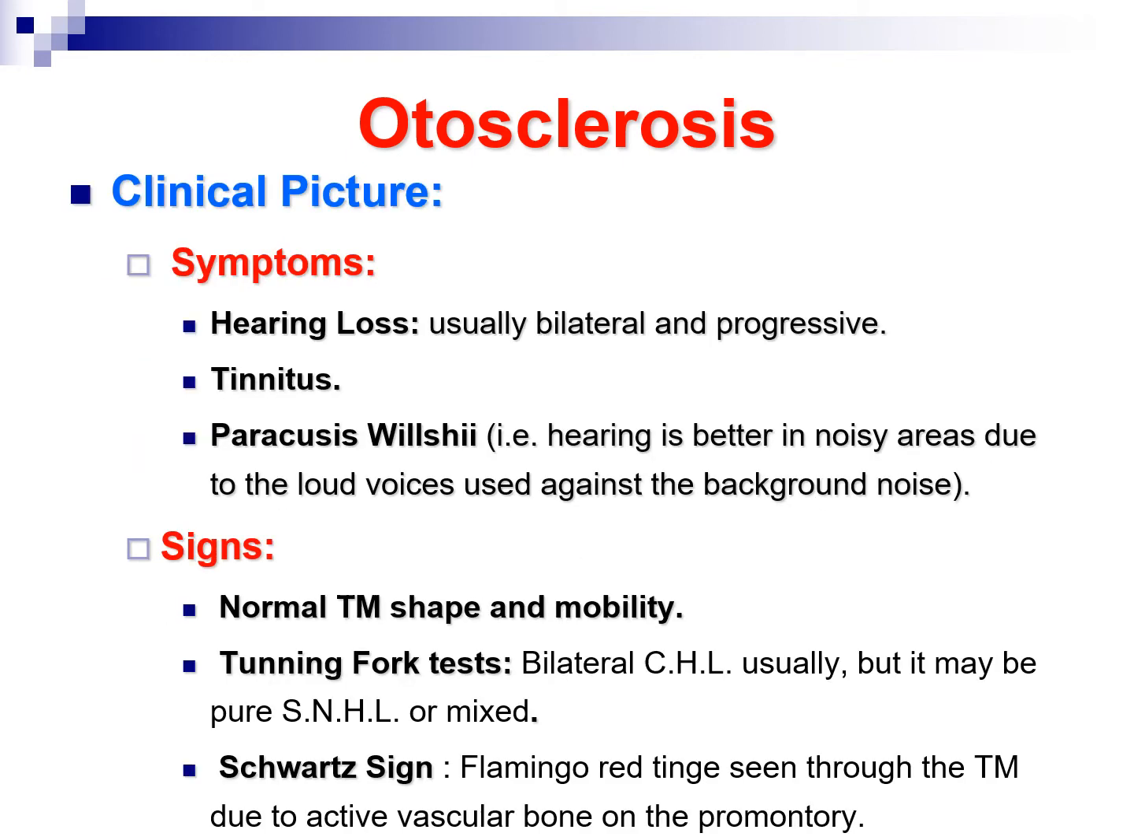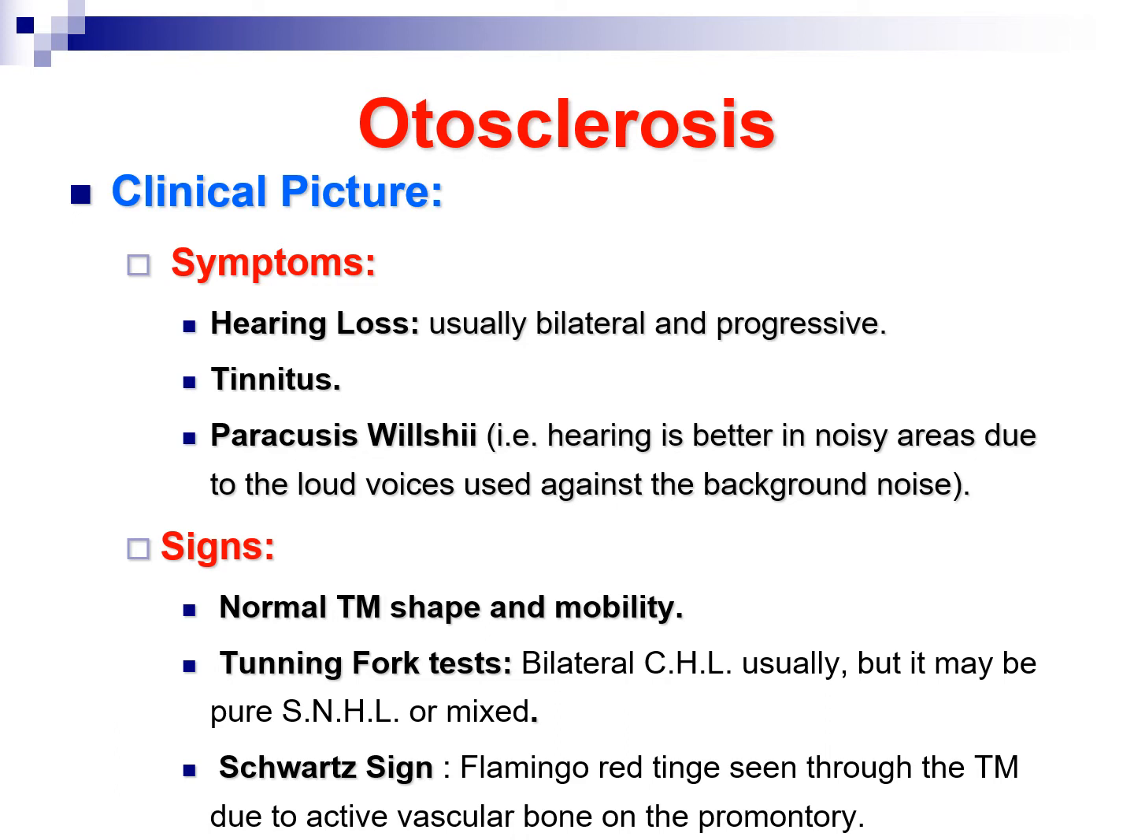Otosclerosis usually presents clinically with bilateral progressive hearing loss, and in many cases the patient develops tinnitus due to the hearing loss. One of the characteristic symptoms of otosclerosis is what we call paracusis willisii. Paracusis willisii means this patient hears better in a noisy environment compared to a quiet environment, largely due to the loud voice used by speakers in a loud environment to overcome the background noise.